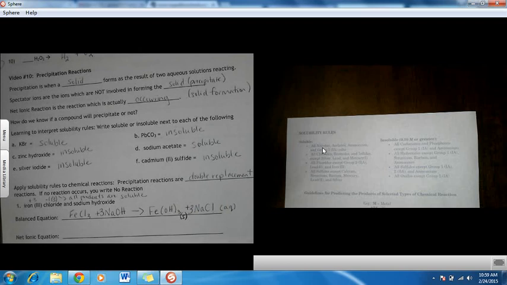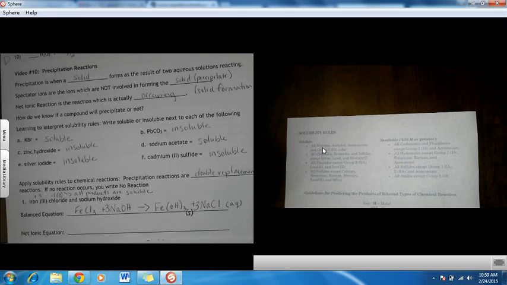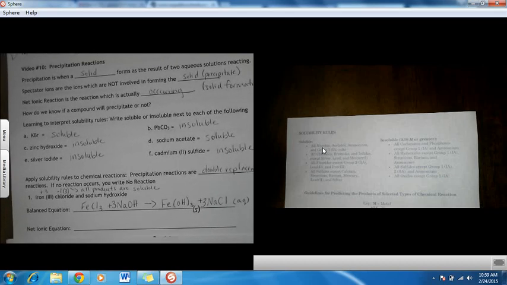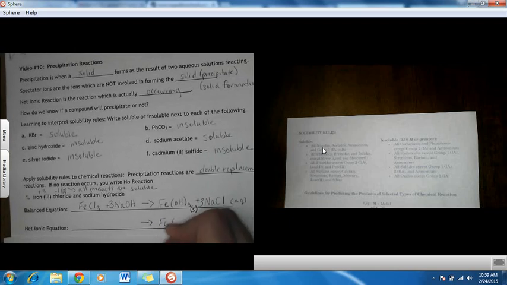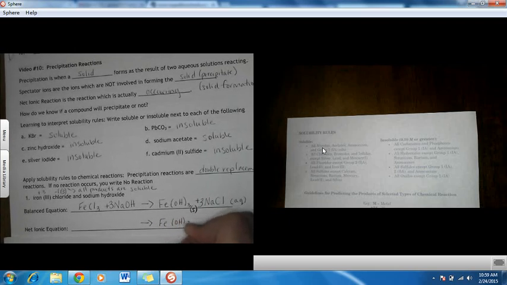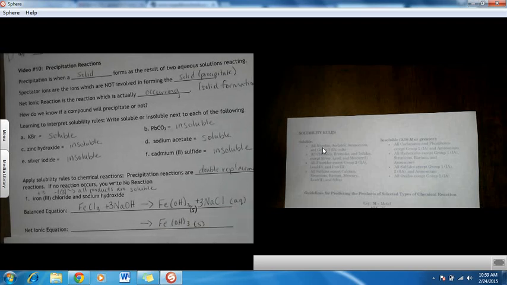Alright, so next let's write our net ionic equation. Our net ionic equation is what's really occurring. So it's the ions which form the solid. I kind of do those backwards. I start with the solid product, which is iron hydroxide, and then we write the ions that formed that. So we had an iron plus 3 ion, and then we had 3 hydroxide ions.